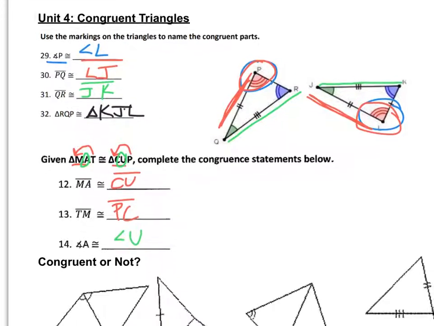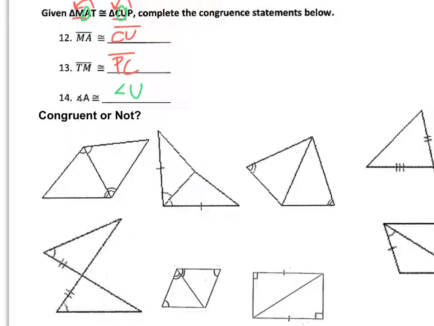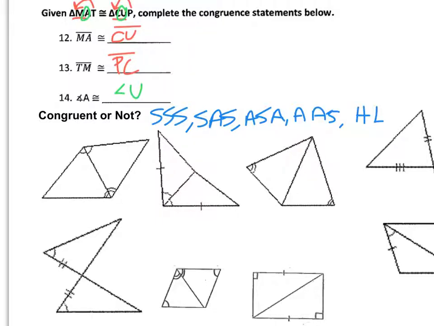For congruent or not, we had some theorems that worked and some that didn't. So we had side, side, side; side, angle, side; angle, side, angle; angle, angle, side; and HL, which was hypotenuse leg. The two that don't work are AAA and the bad one. You know what I mean.